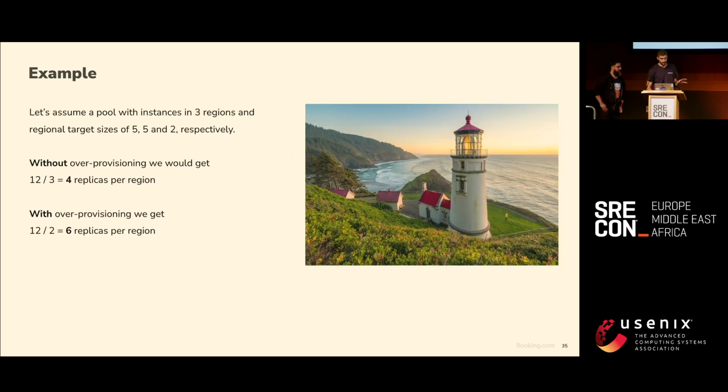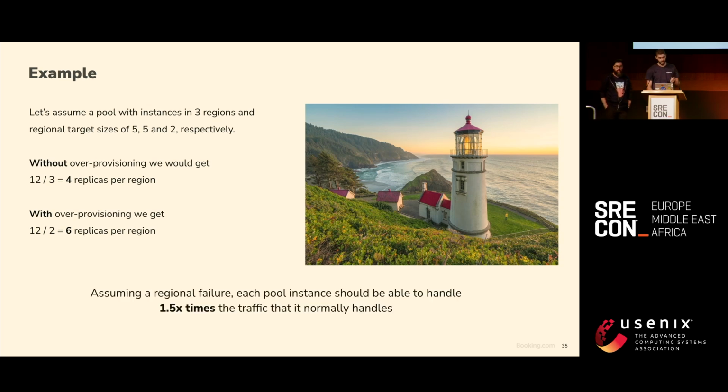In a very simple example that we have been seeing, we have three regions, and assuming that we have calculated regional target sizes of 5, 5, and 2, which the total is 12, we divide by 2 instead of 3. So we end up with 6 replicas instead of 4. So this allows us to afford a regional failure because each MySQL pool instance can serve 1.5 times the traffic it normally serves.